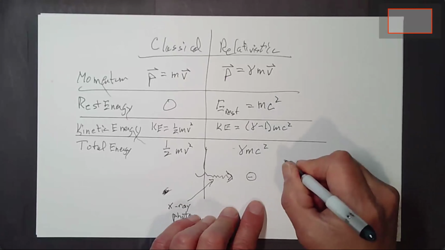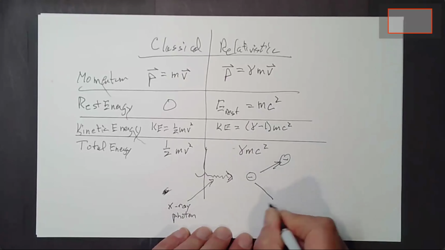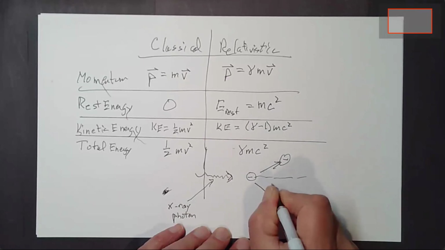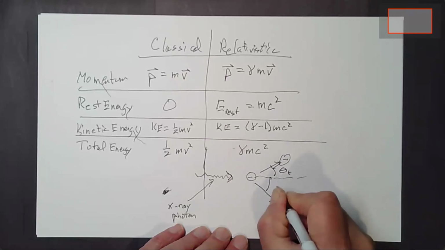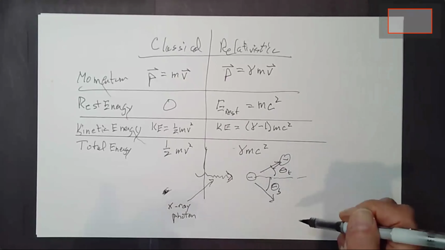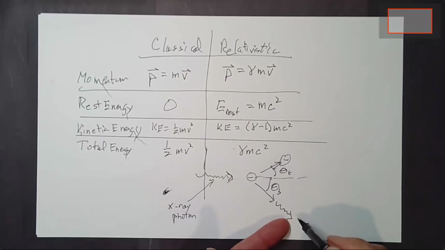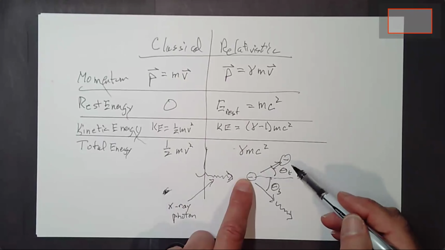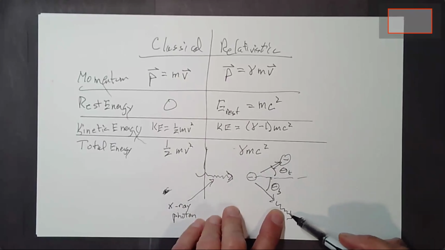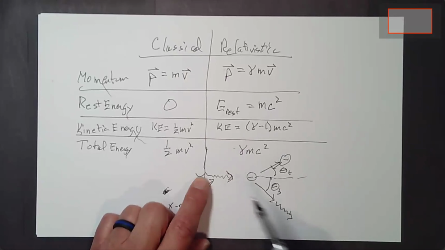After the collision, the electron is going to get knocked in one direction, and the photon gets knocked in another direction. There'll be angles on here, so this could be theta top and this could be theta bottom, or theta and phi, whatever you want to use. This is the direction that the bouncing-off photon is going to have, and because the incoming X-ray photon gave energy to the electron, this one is going to have less energy than the incoming photon.